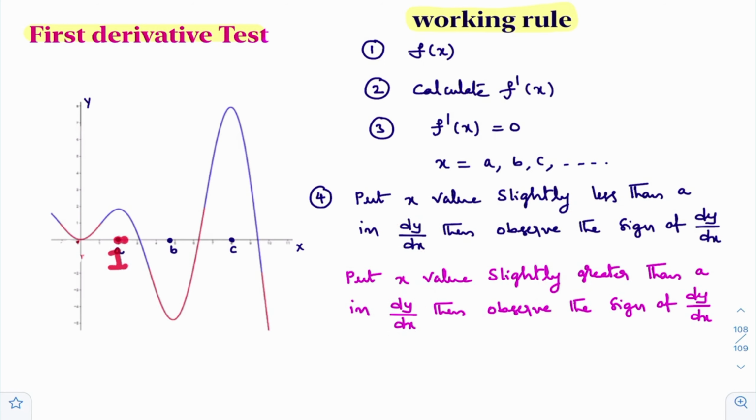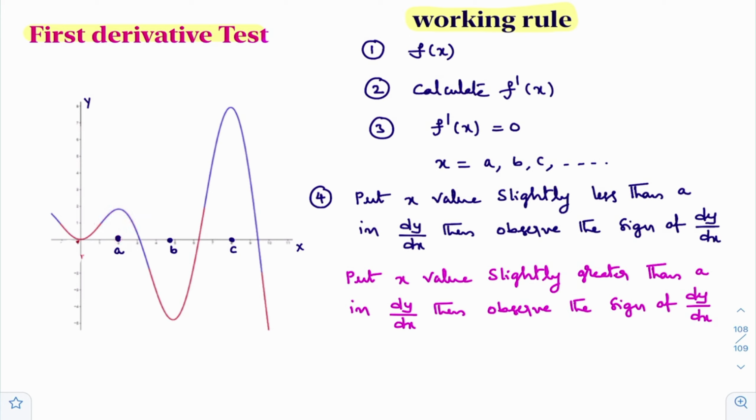You take 1.1, slightly greater than 1, and substitute in dy by dx and observe the sign of dy by dx. Just keep in mind whether dy by dx is positive or negative. At this A, in this particular graph, the function attains maximum value, right? At A, the function attains maximum value.